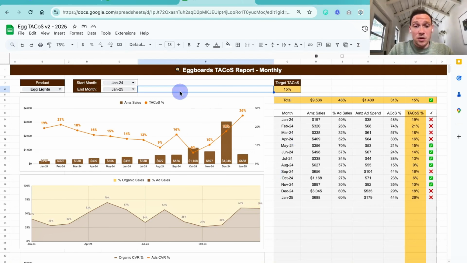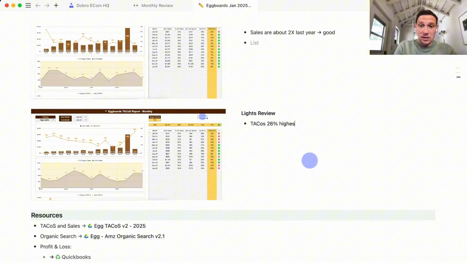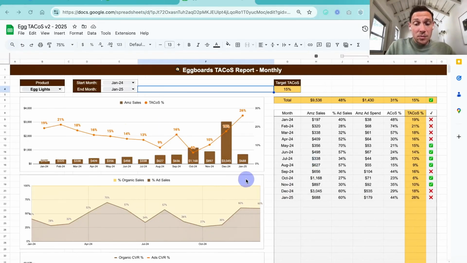So in terms of business, the lights sold more than last year, much more, but the TACoS is much higher. It's actually the highest it's ever been, which is not great at all. Then what else? The split between organic and ad sales is actually okay. We have 60% of sales coming from ads, which is fine. So I wouldn't see this as a problem. The trend is the problem.